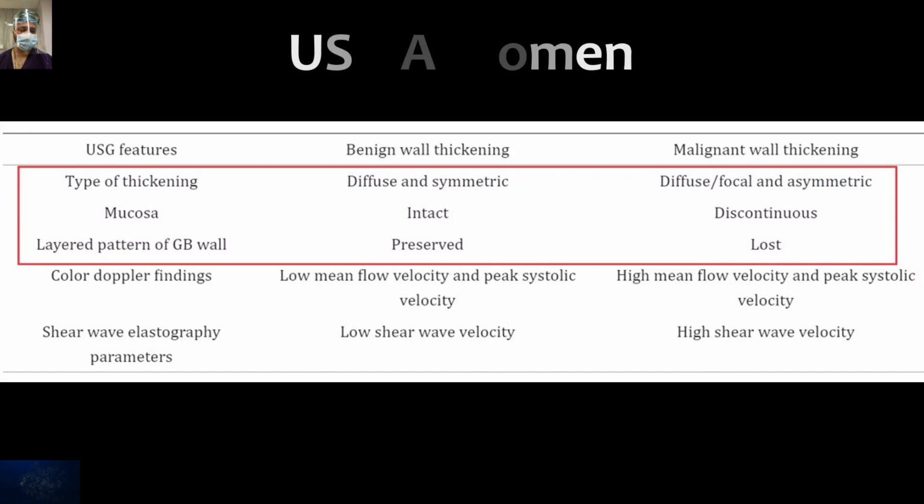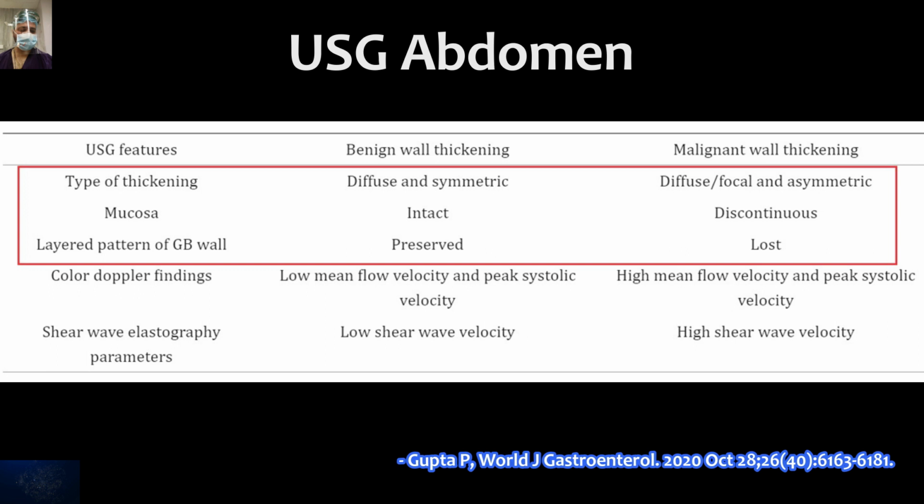So just focus on the figures given in this red rectangle. What is the type of thickening? If it is diffuse or symmetrical, then we are dealing with benign, or otherwise, if it is focal or asymmetrical, or diffuse or oblique focal and asymmetrical, then likely malignant. If the mucosa is intact, then it's benign. Otherwise, discontinuous mucosa indicates malignancy. Similarly for the layered pattern of the GB wall: the internal and external layers are preserved in benign cases and lost in malignant cases.